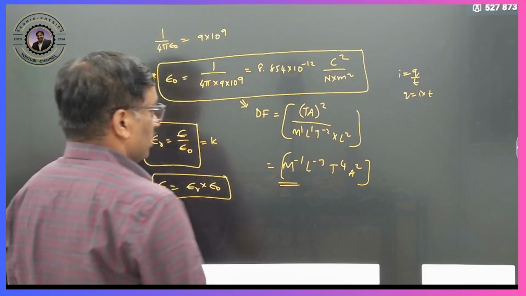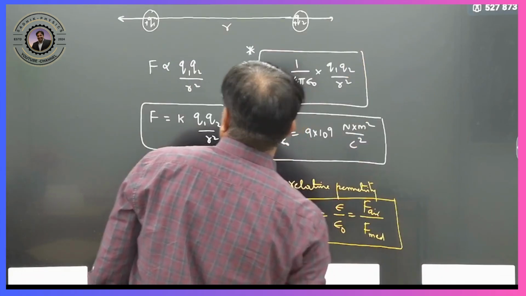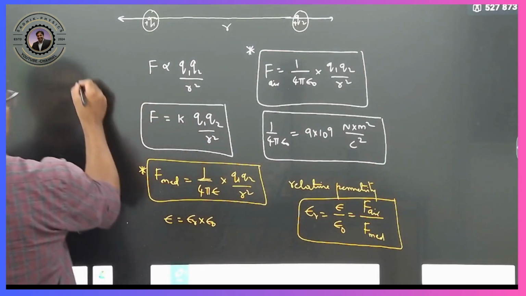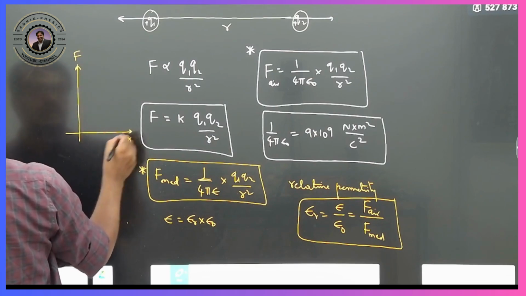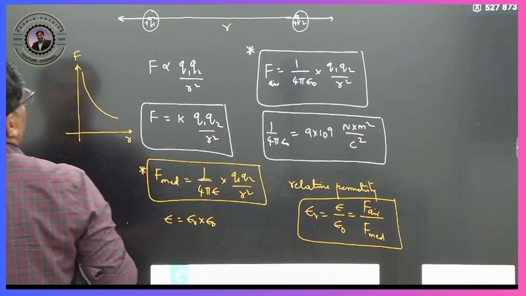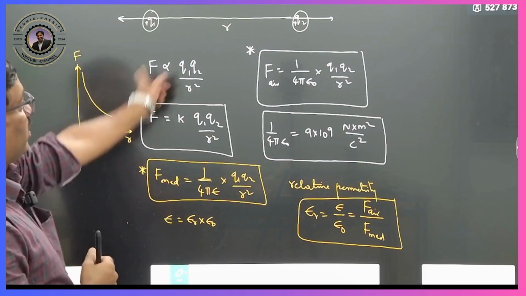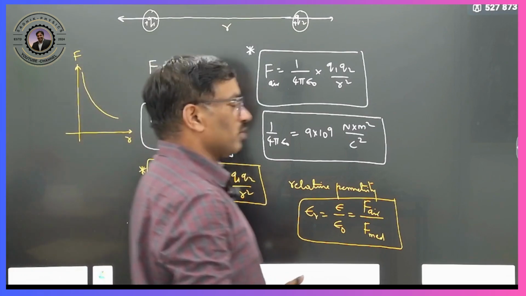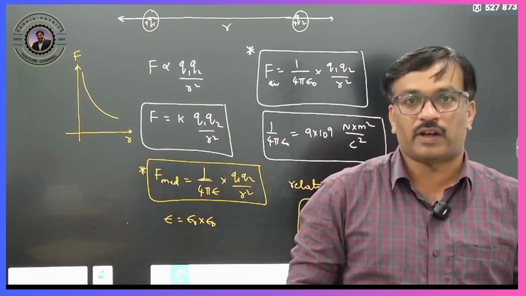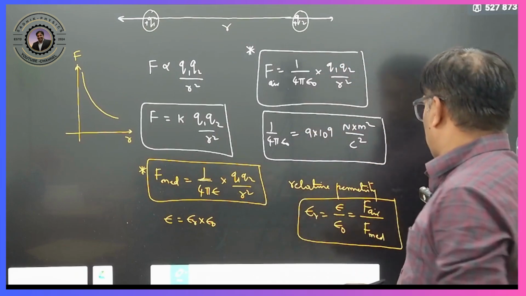Force is also inversely proportional to the square of the distance. So here the Coulombic force is inversely proportional. You can draw the graph here, force and distance, so it is inversely proportional between the two charges. Clear? Now we can have different problems related to Coulomb's law.